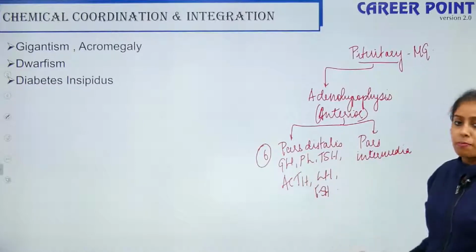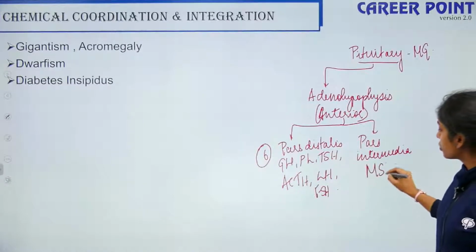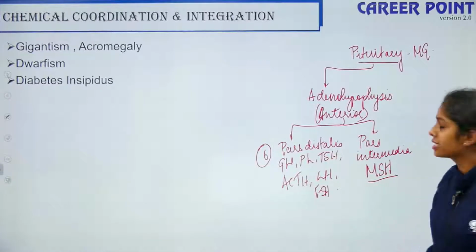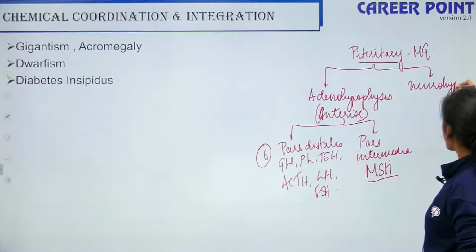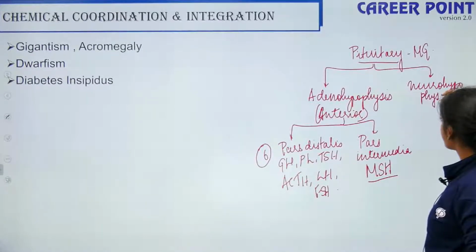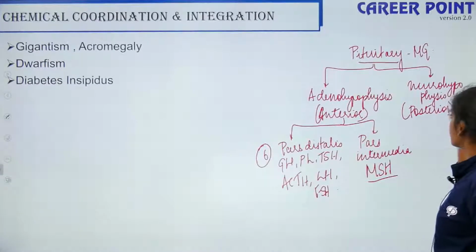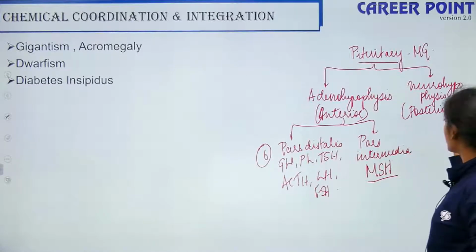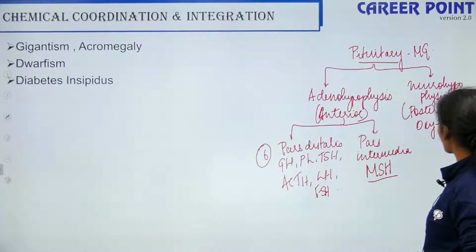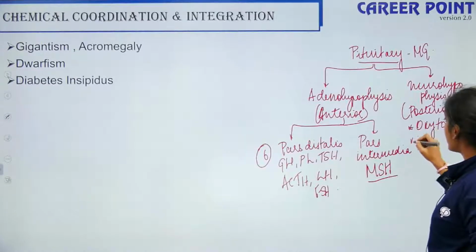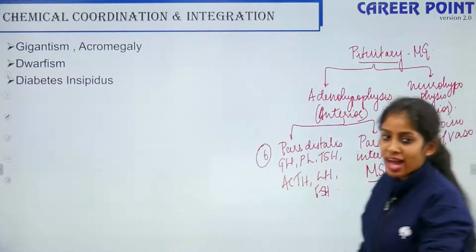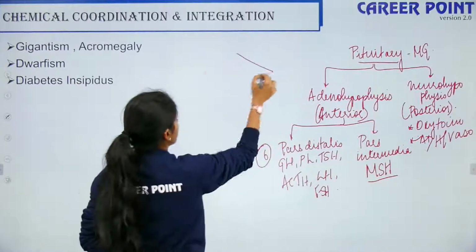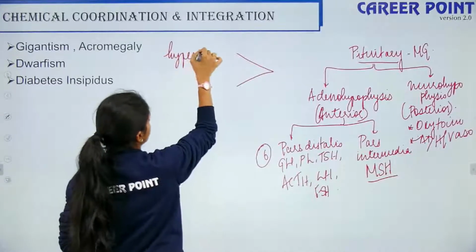So this is about your pars distalis, and pars intermedia secretes one hormone, that is melanocyte stimulating hormone. Then you have the posterior portion of pituitary, that is neurohypophysis. So this is your posterior. This produces 2 hormones. What are they? One is oxytocin and the other one is ADH or vasopressin, right? So depending on this, we will talk about it. When you have excess secretion of these pituitary hormones, it is called hyperpituitarism.